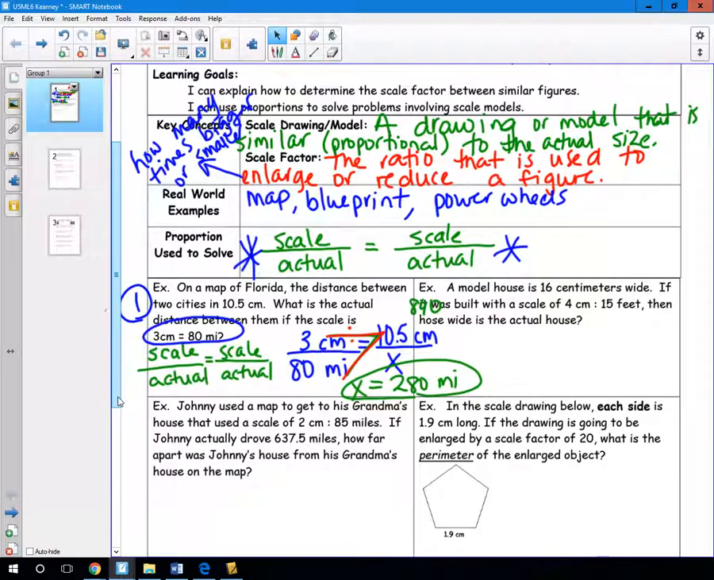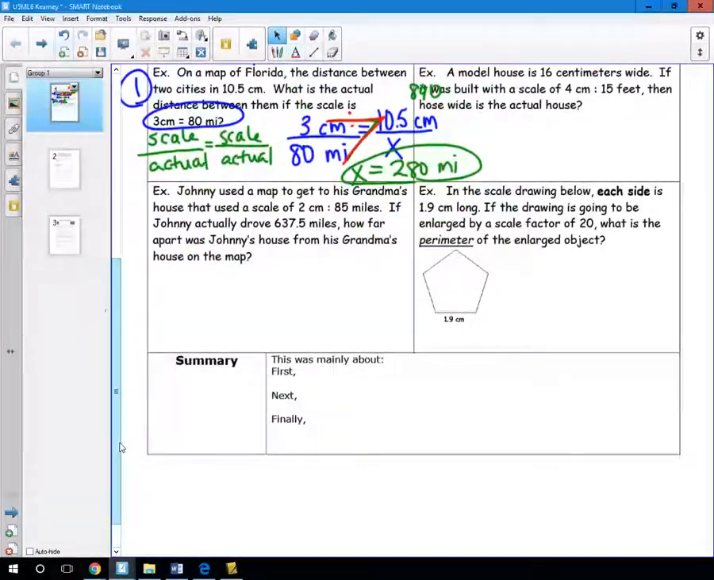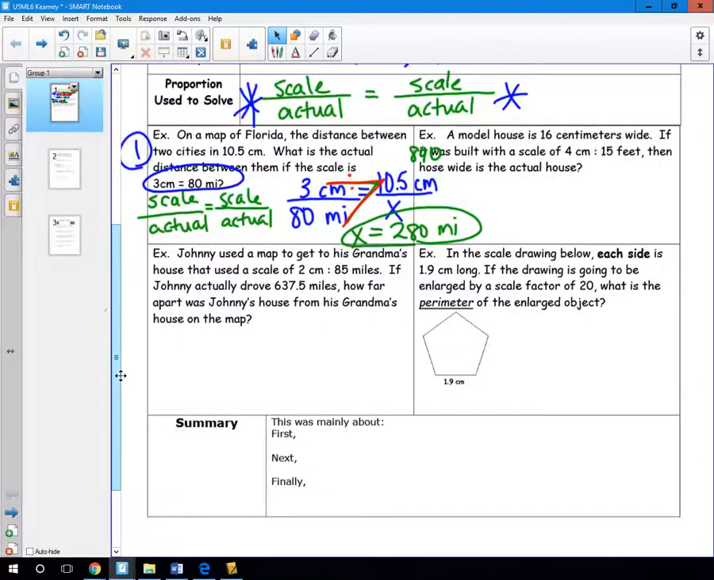And that's basically how you do all the scale problems. You're just going to set up scale over actual equals scale over actual. So for the next two problems, you can do that exact same thing. Now, before we end the video, I want to quickly skip down to this fourth example here. Okay, this one down here. Because this one is a little different.